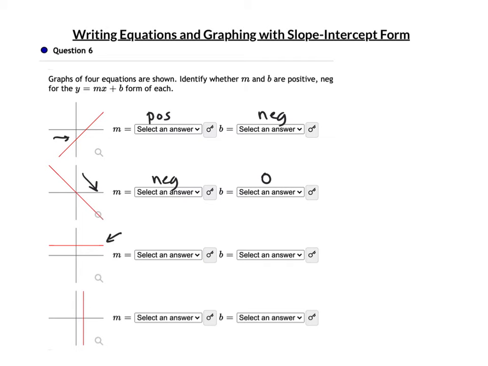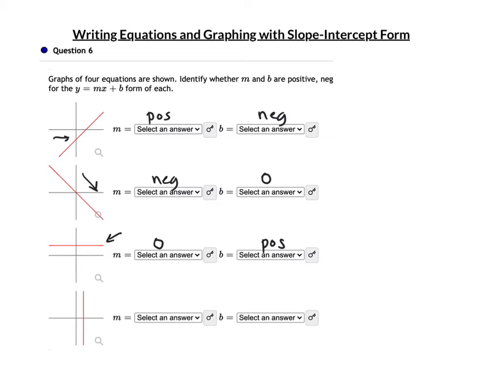For this line, m is actually 0. It's horizontal. It's the same thing. It's like the floor, F-L-O-O-R. Think of those O's as zeros. That's a constant. And b is positive because it's above the x-axis.